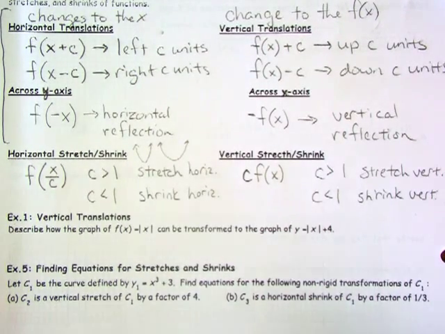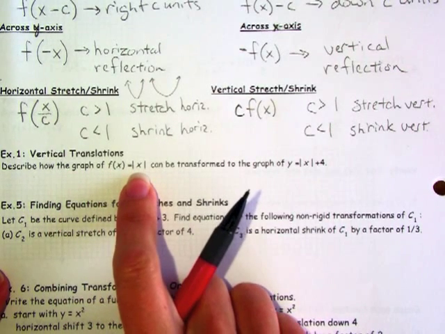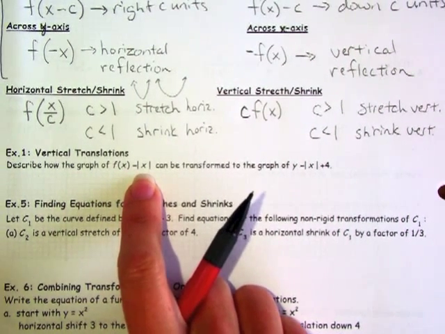Now all that's the information. Let's look at some sample problems. Let's start with example 1. Here we start with a graph of the absolute value of x. Hopefully you're picturing a V-shaped graph.